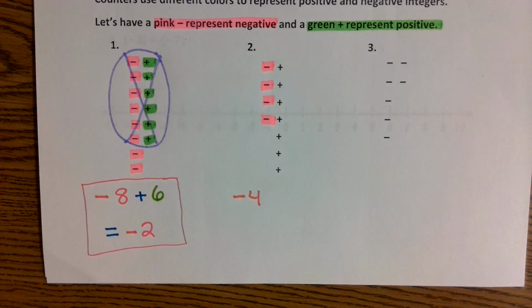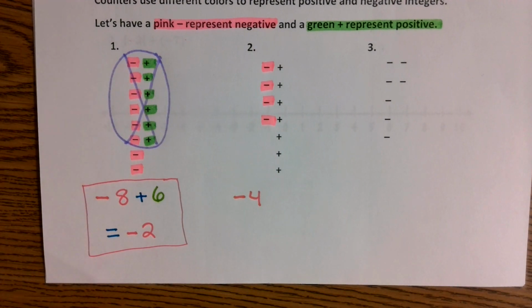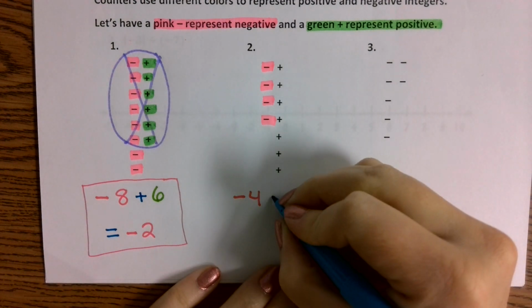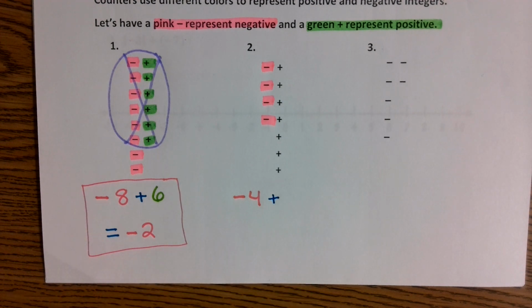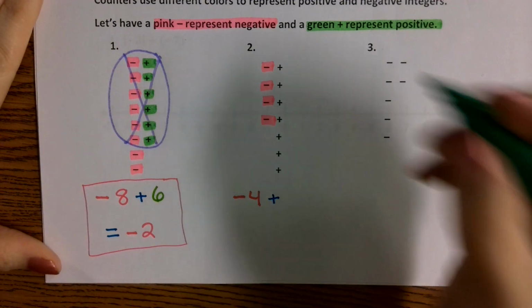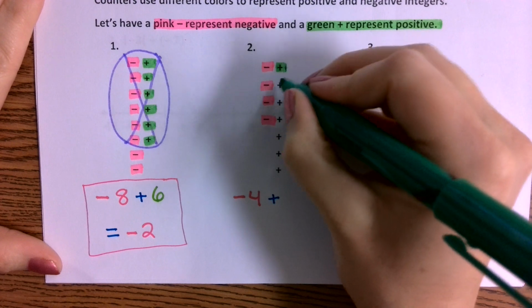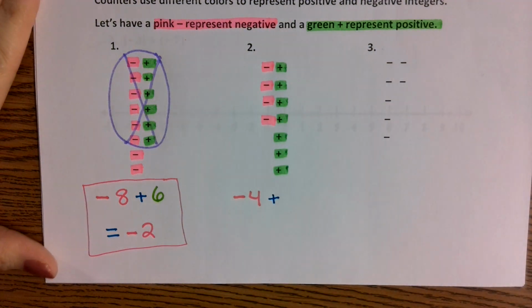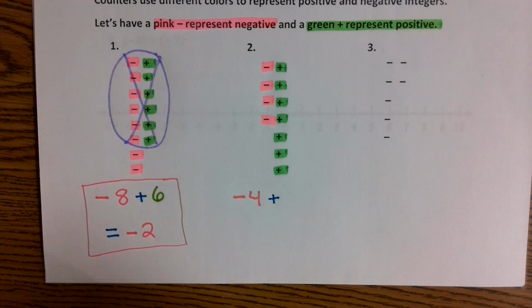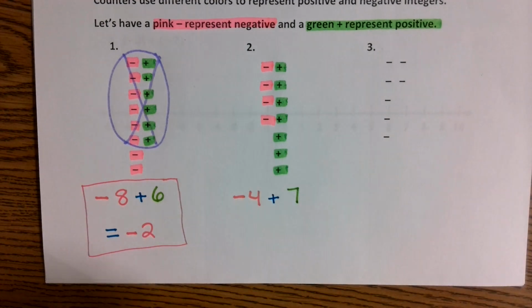Again, when we have the counters modeled here, it is modeling an addition problem, so I'm going to put a plus sign. And now I have to identify my second value. What is my second value? 7. Positive or negative? Positive. Okay, so it's a +7. 1, 2, 3, 4, 5, 6, 7. So I'm going to put down it's -4 plus 7.